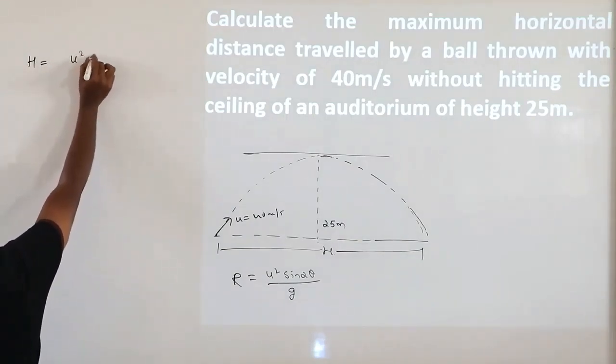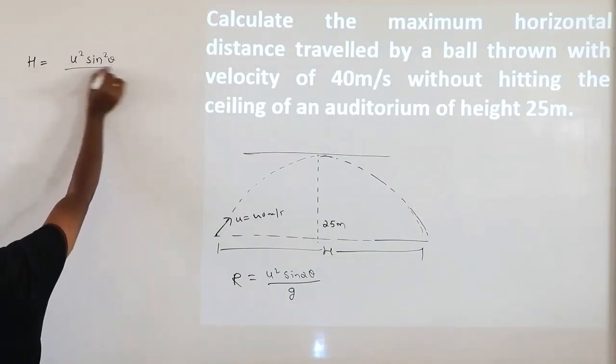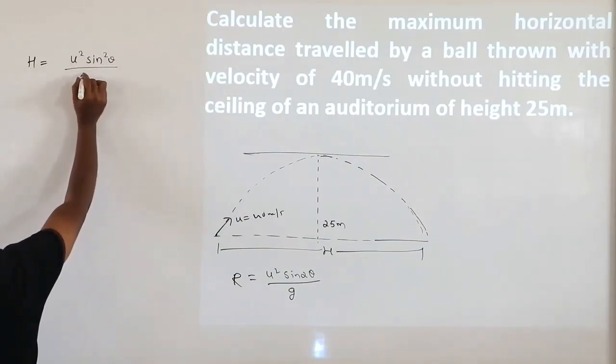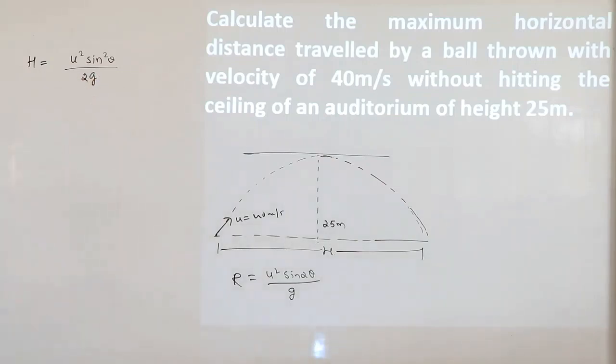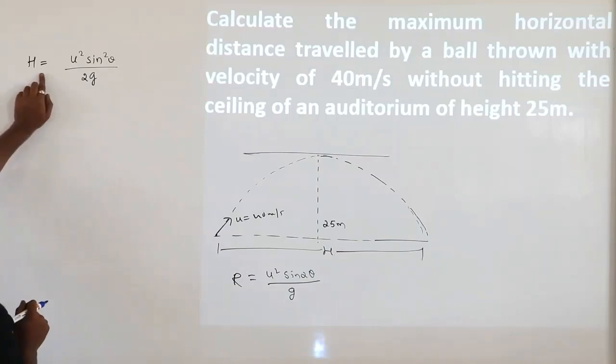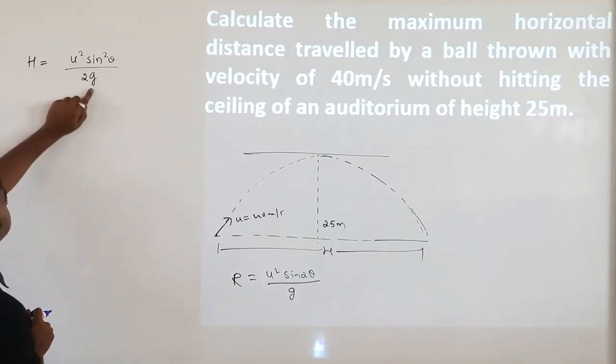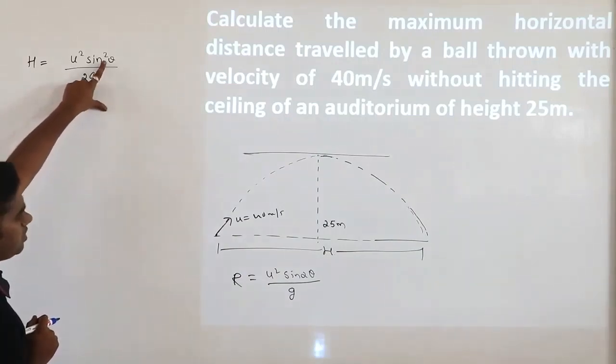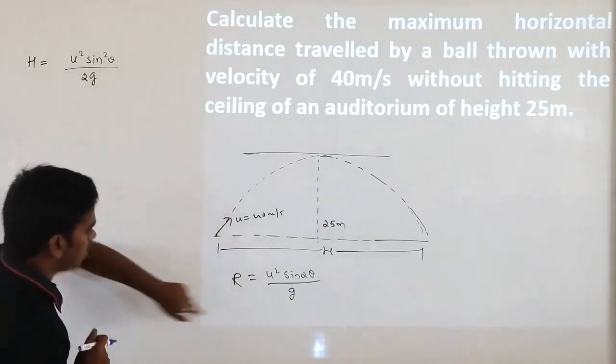U square sine square theta divided by 2g. Okay, u square sine square theta divided by 2g. So that is the maximum height attained by the projectile. Now for this, what you have to calculate: u is already there, g you can take as 10, theta is not there, so theta we can get from this one.